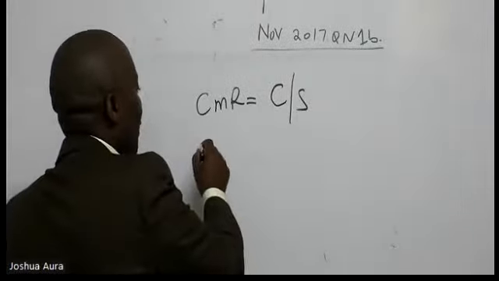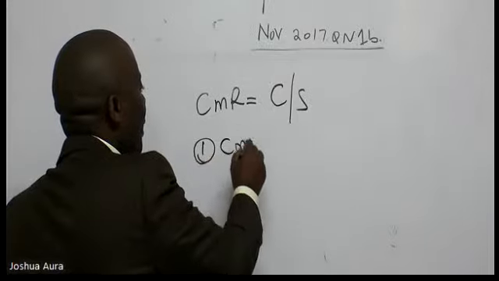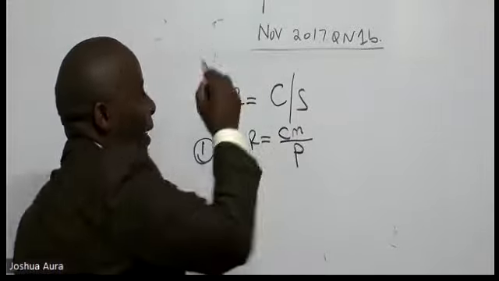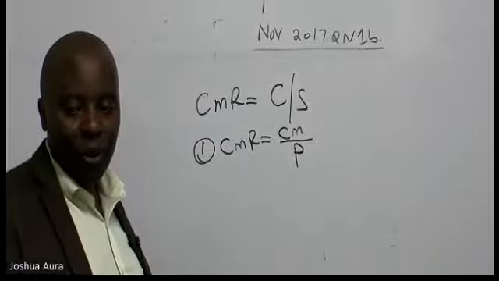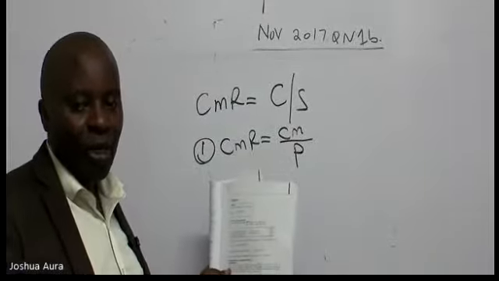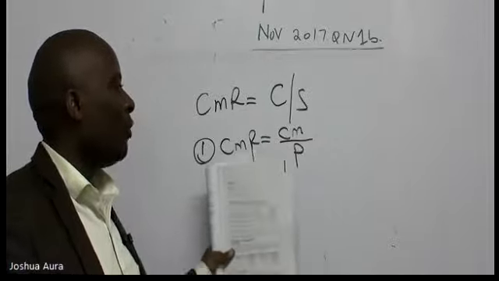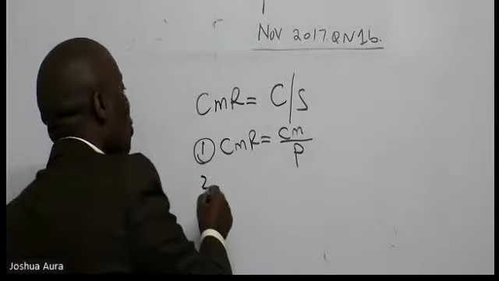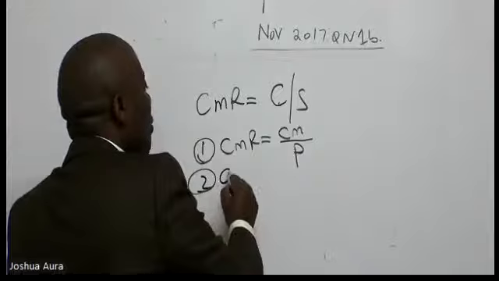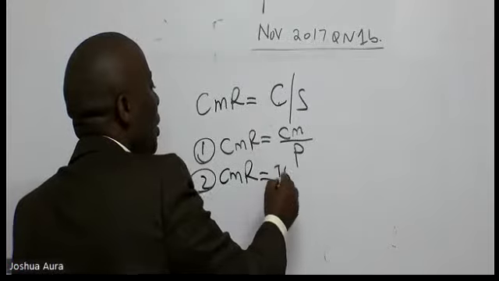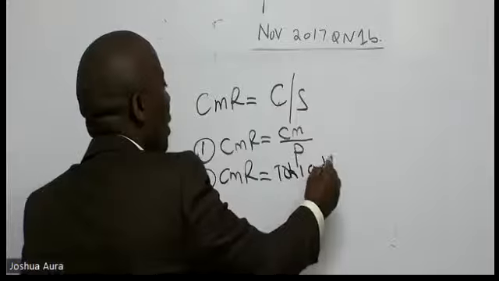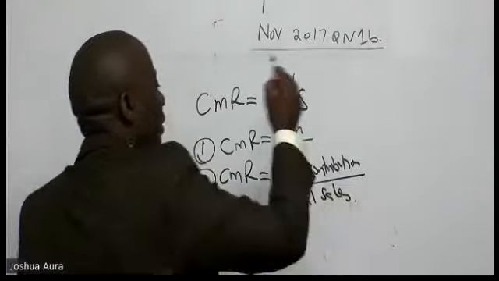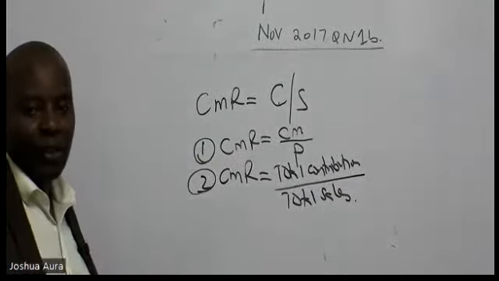And how do we get it? There are 2 formulas. Formula number 1, to get CMR, we can take, in this case here, contribution per unit, which is known as contribution margin, and you divide this by the selling price. Number 2, you could also adopt this formula where you say contribution margin ratio is total contribution all over total sales.